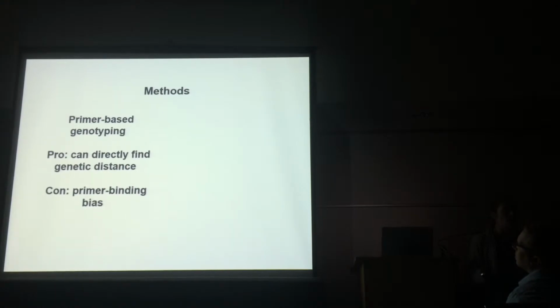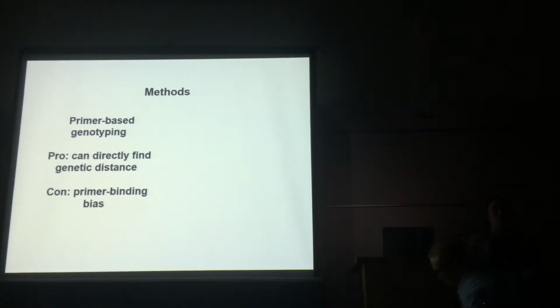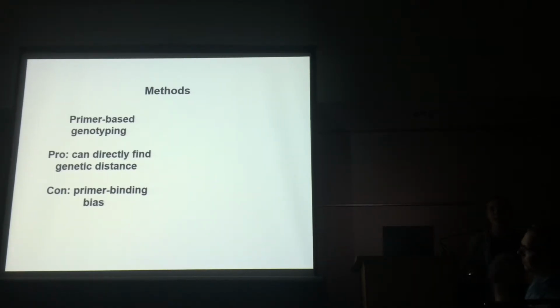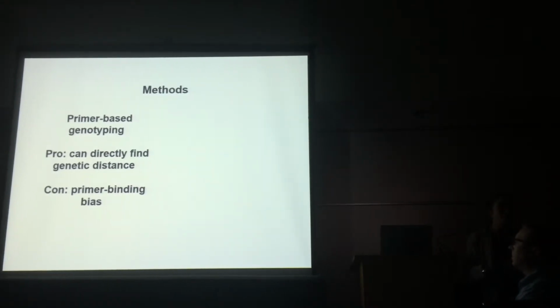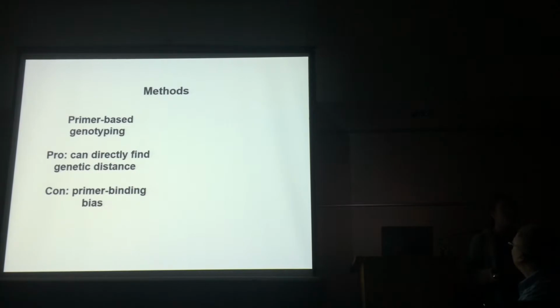Microbiome diversity is Primer-based methods. So you use PCR to amplify a specific chunk of DNA that exists on all of your microbial taxa, and then you can look directly at genetic distance from that amplified DNA. So it has some really great properties.